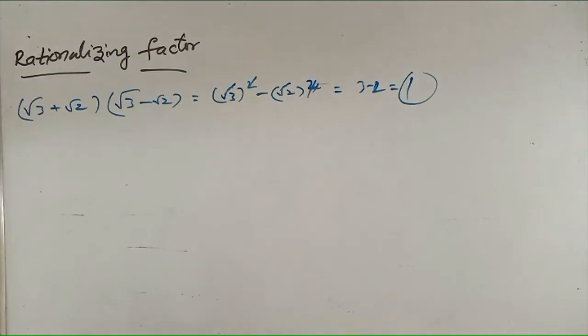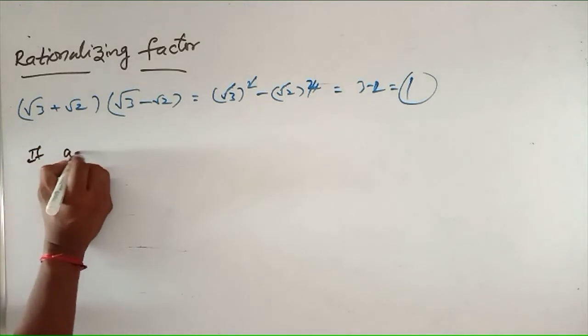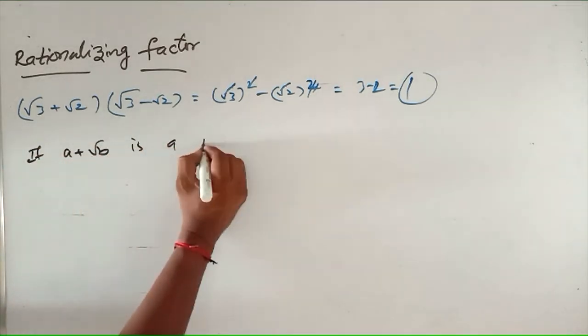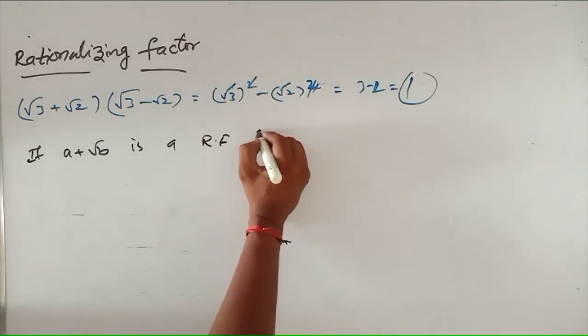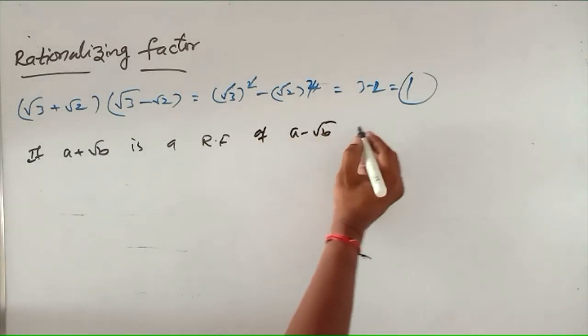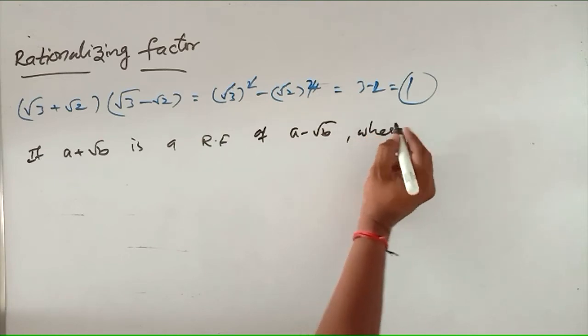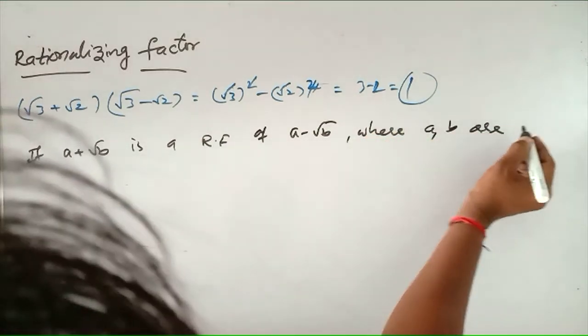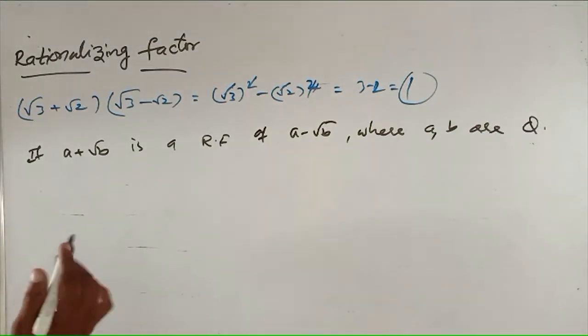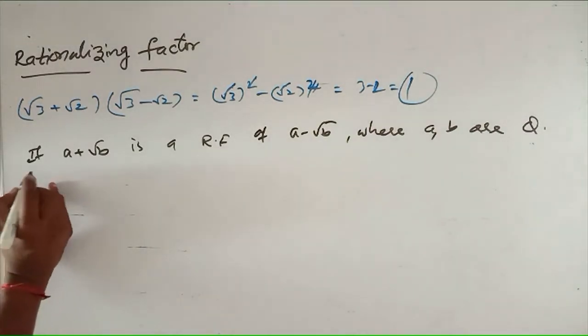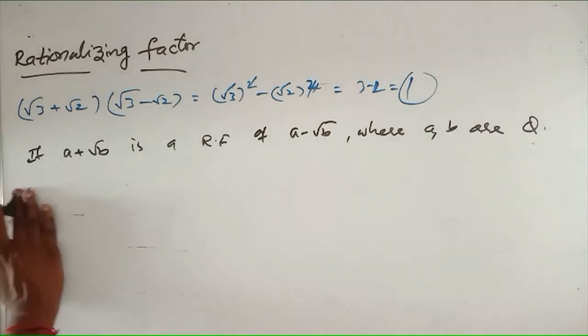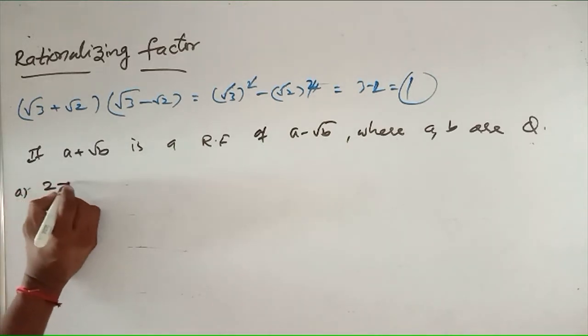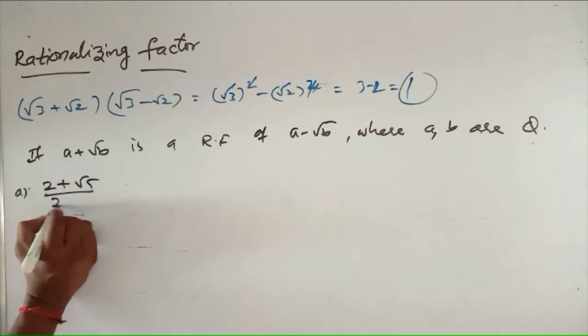Next is rationalization of mixed surds. How are we going to do the rationalization of mixed surds? If a plus root b is a rationalizing factor of a minus root b, where a and b are rational numbers. Now for this I am taking one example: rationalize the denominator of (2 plus root 5) by (2 minus root 5).